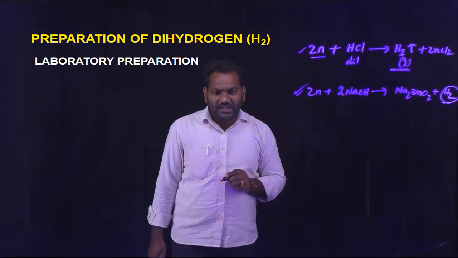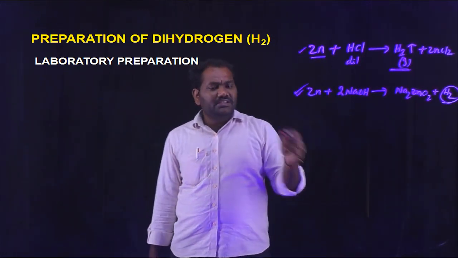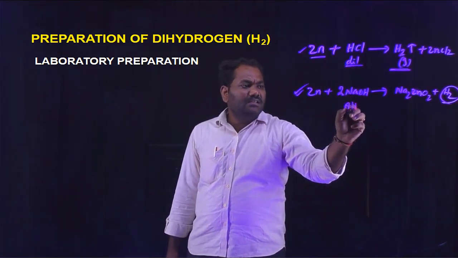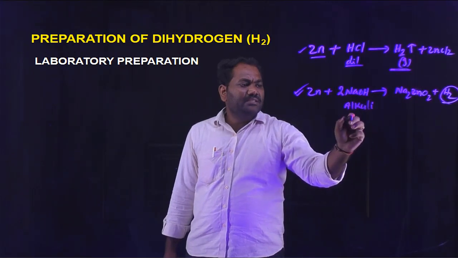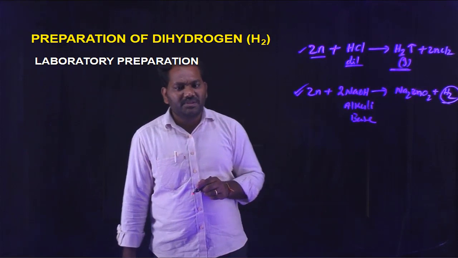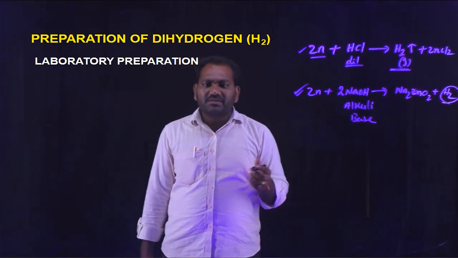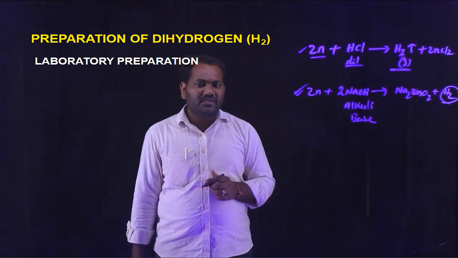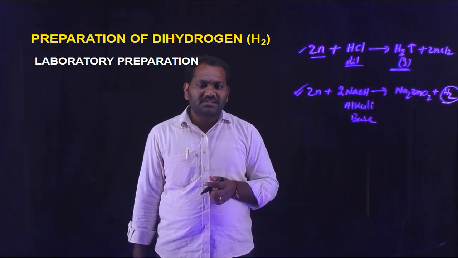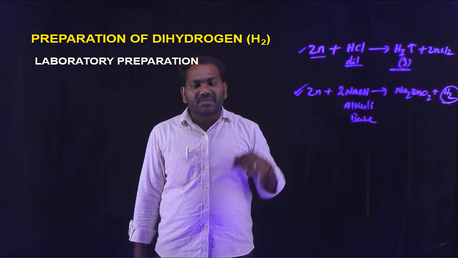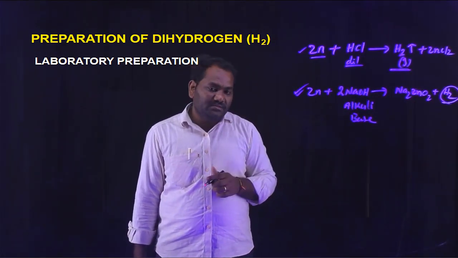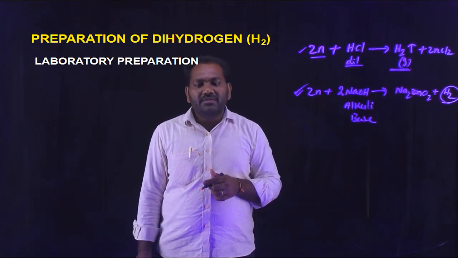Simply, when zinc reacts with either dilute acid or alkali, alkali means base, we can prepare dihydrogen in the laboratory. Only a little amount of hydrogen is produced here. But on a large scale, industrially, hydrogen is prepared by another method.